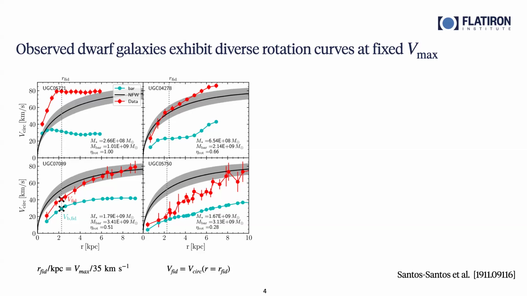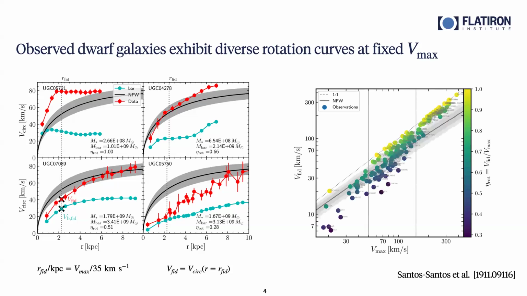quantify what is called the diversity of rotation curves problem by looking at the central velocity, corresponding to this fiducial radius, which I have described here. This is to account for the mass scale, and then this fiducial velocity, which is always to try to probe this central velocity, corresponds to the circular velocity at this radius. So people have worked to quantify this diversity by looking at the central velocity versus the maximum circular velocity. So again, this is the NFW prediction, this black line, this gray shaded region.